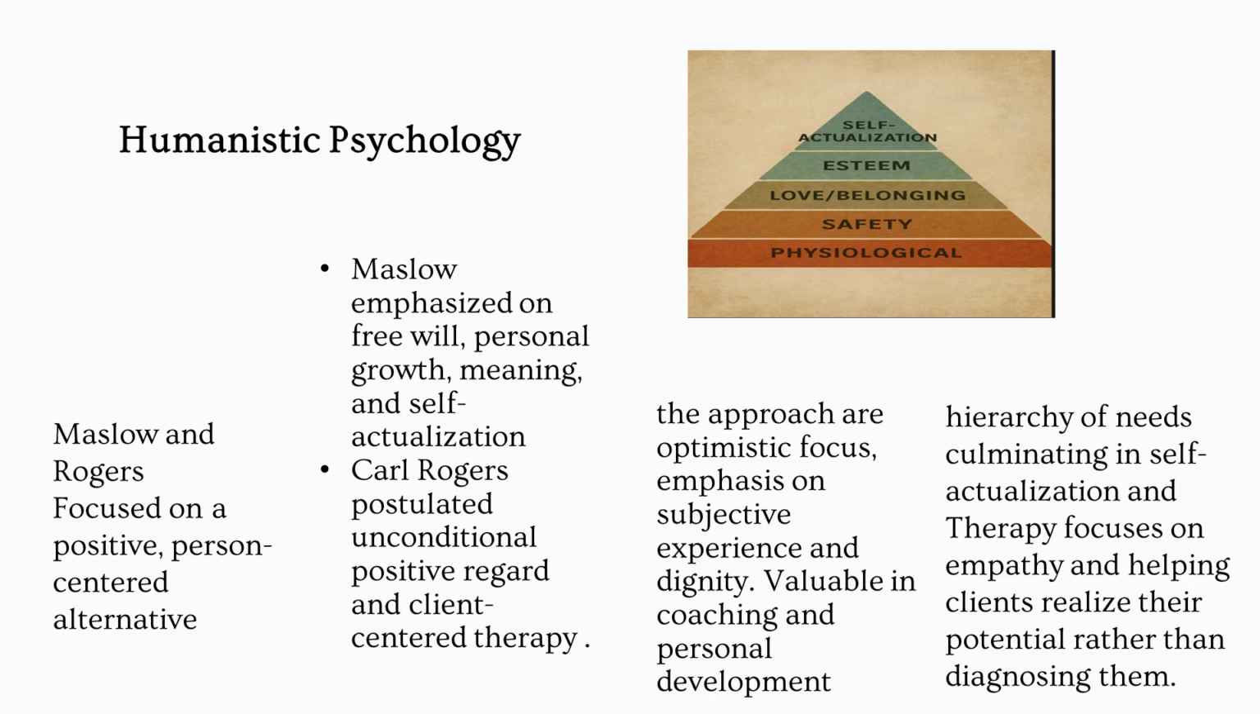Humanistic psychology was popularized by Maslow and Rogers. Humanistic psychology emerged as a third force, a positive, person-centered alternative. Maslow emphasized free will, personal growth, meaning, and self-actualization, whereas Carl Rogers postulated unconditional positive regard in client-centered therapy.